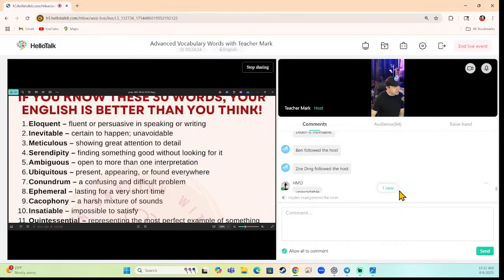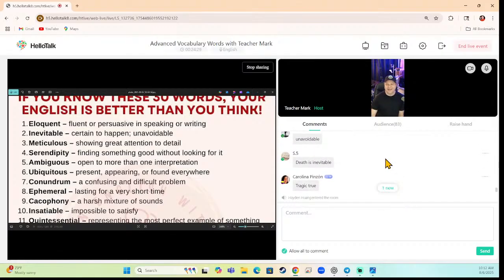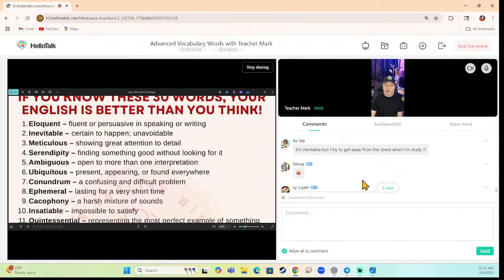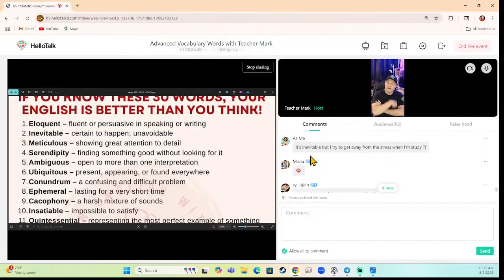Death is inevitable. Yes, how Edgar Allan Poe. Tragic but true, yes. Tragically true, indeed. It's inevitable, but I'm trying to get away from the stress when I'm studying. You could say, I'm trying to get away from the stress of studying, but unfortunately it's inevitable. Okay, or unavoidable. Both would work.